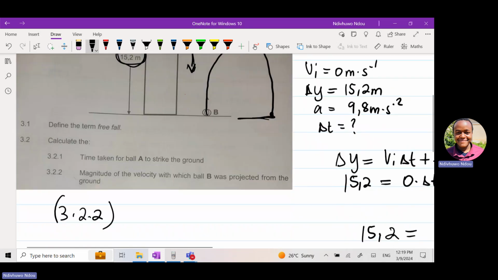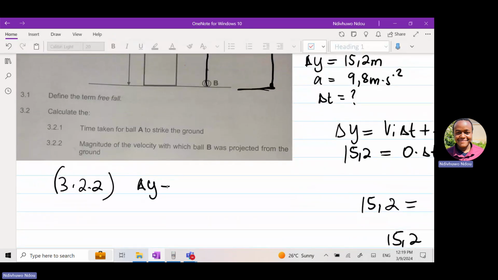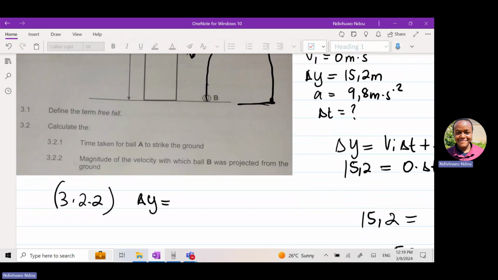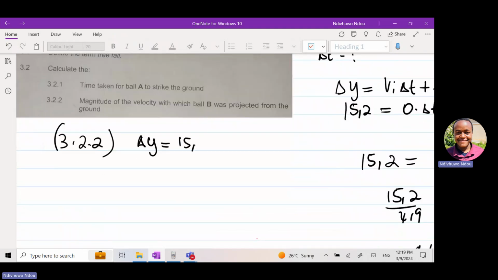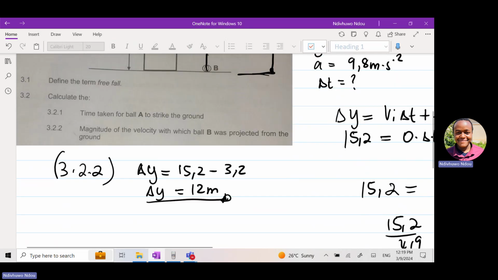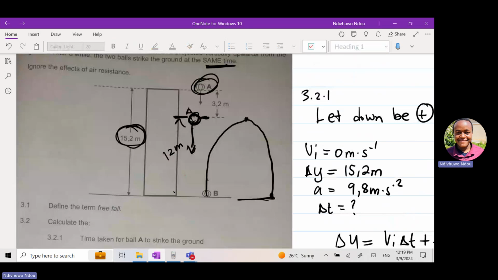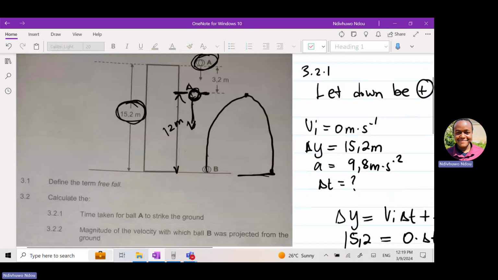So we have our new change in Y for this event when ball B is being projected, which is the total 15.2 minus 3.2. We just want to know at what position ball A was. So ball A was 12 meters from the ground. So what happens when ball A was 12 meters from the ground? Ball B is then projected up, right?